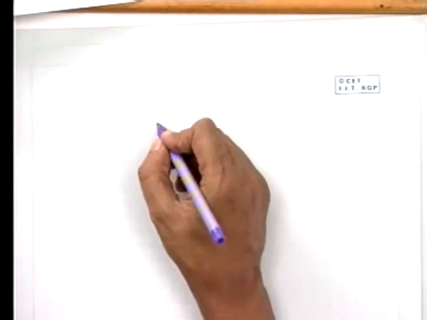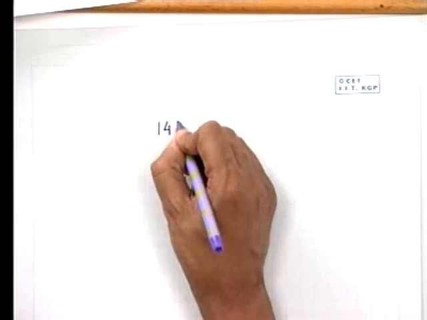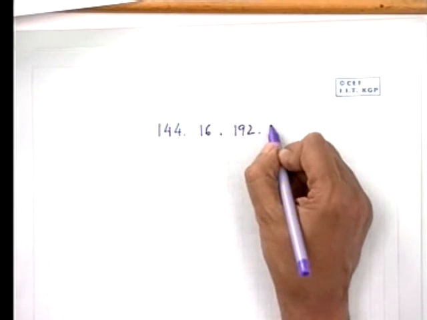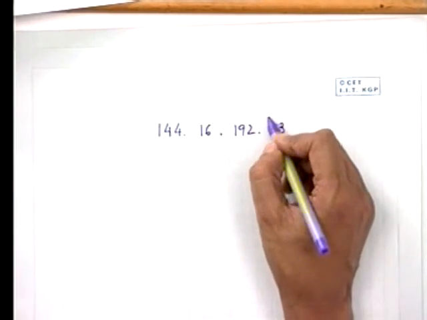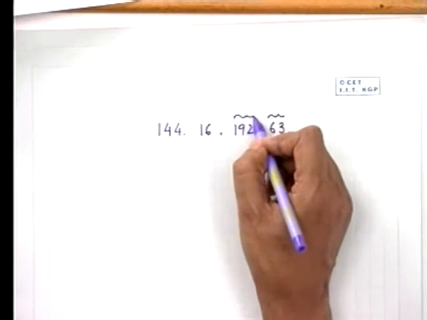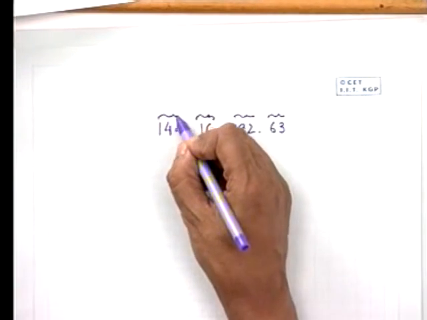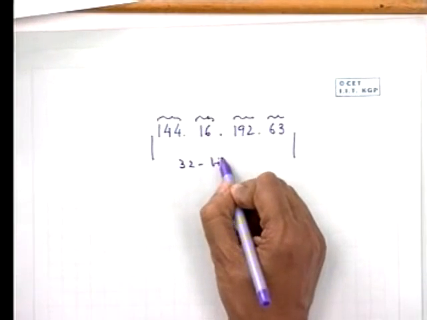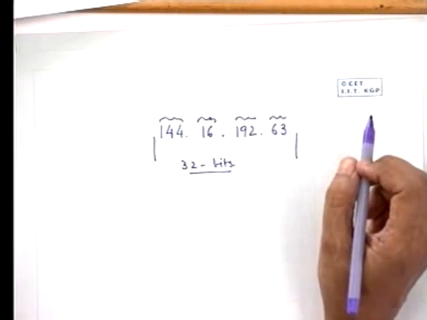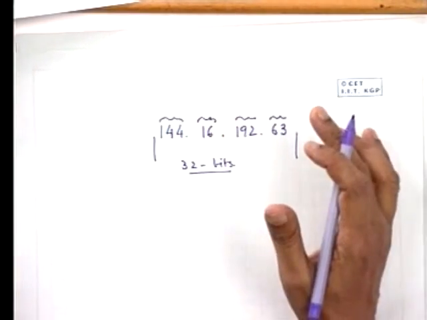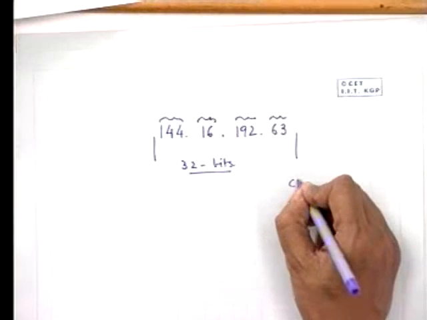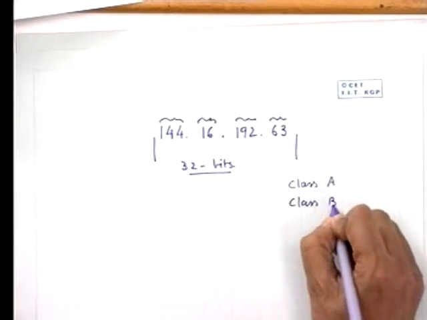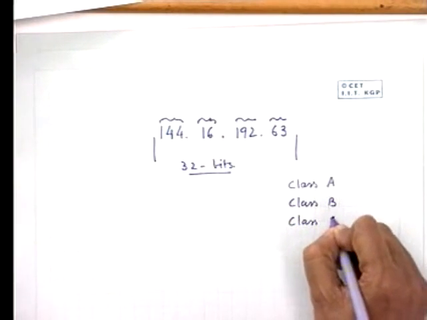Say for instance, an address will be of this type, say 144.16.192.63, in which each field is 1 byte. That is, the total address is 32 bits, divided into 4 fields, and there are different types of IP addressing available, called class A, class B and class C, and so on.